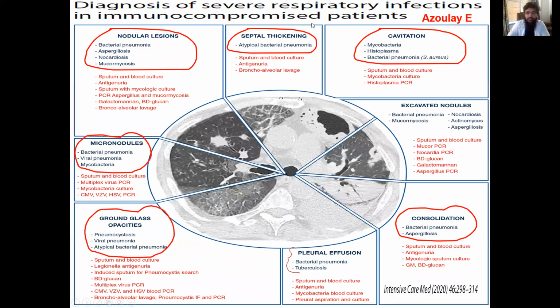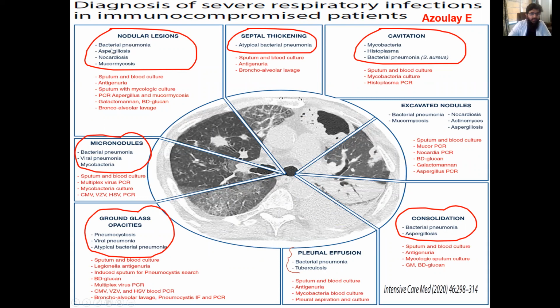Now, the radiological pattern that I was talking about earlier, the patient can have several patterns, like ground glass opacities because of Pneumocystis, viral, or atypical infections. So we think of these three things. If it is a consolidation, we think about bacterial and fungal infections and send respective workups.